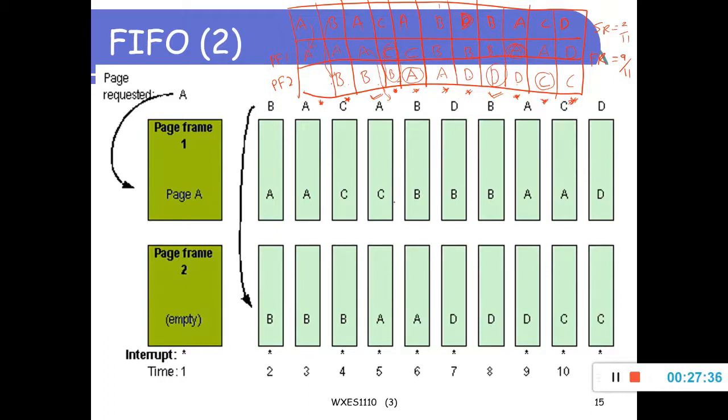The term we use, page interrupt or page fault, is generated when a new page is brought into memory, whether a page is swapped out or not. Say 9 interrupts out of 11 page requests due to the limited number of page frames. The failure rate is 9/11 or 82%. Okay, this one is an 82% failure rate, and the success rate is only 18%. This is unacceptably high failure.